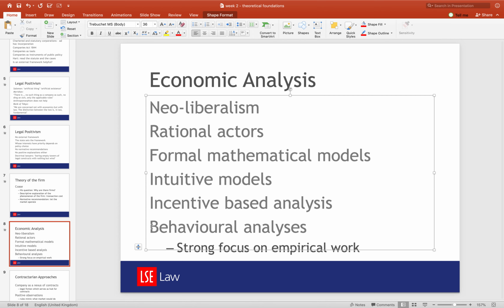And then there is another relatively new but now well-established field in behavioral analysis, and that softens the assumption of rational actors and introduces the idea that people act sometimes rationally, but sometimes they don't. And when they don't, in what way do they act? And how does that affect corporate governance? And that analysis is very strongly focused on empirical work. So it's a branch of analysis that connects economics to psychology.